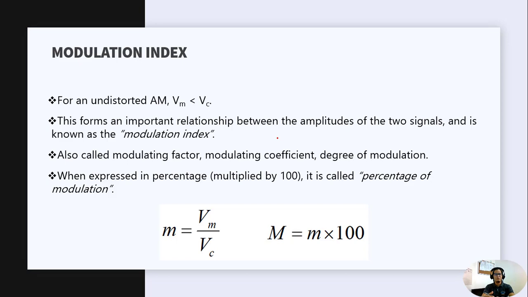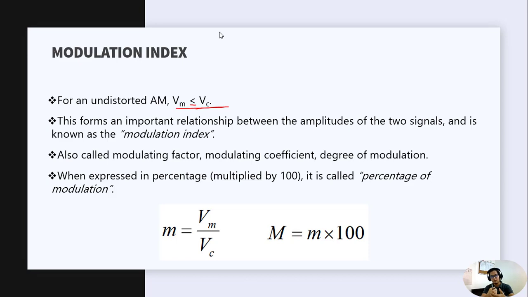Now, if we don't want to have a distorted amplitude modulated wave, we already said that Vm should be less than or equal to Vc. It cannot be the other way around, na mas malaki si Vm compared kay Vc. Okay? Because if we do this, there will be an over-modulation. Now, this very simple relationship between Vm and Vc will form an equation. Okay? And we term this as the modulation index.